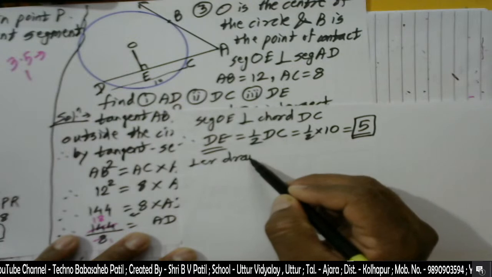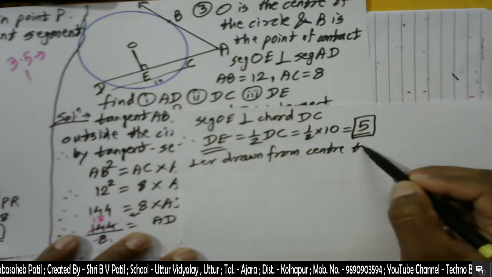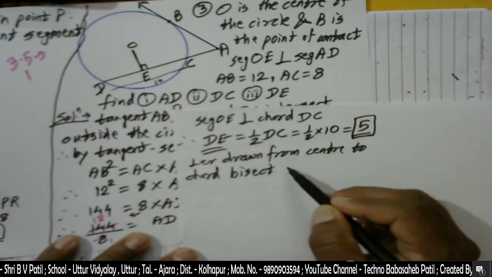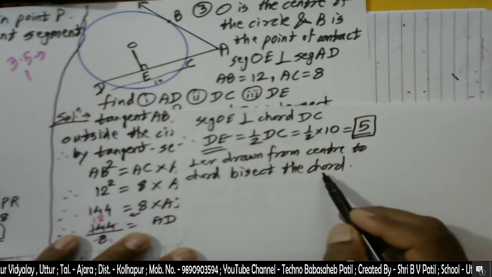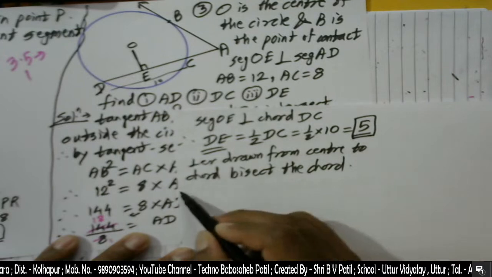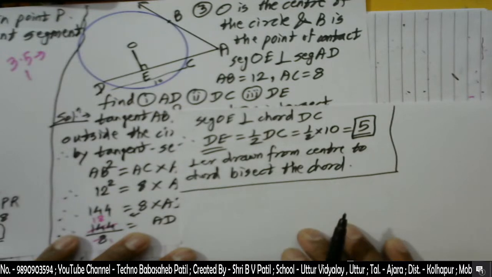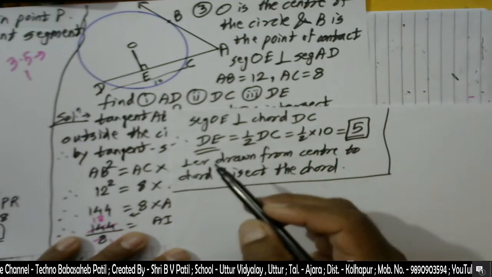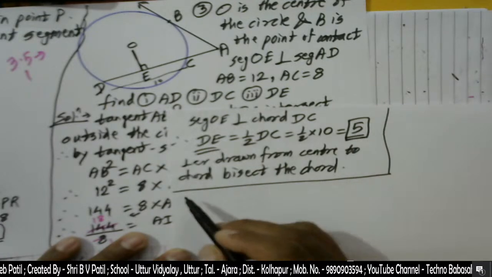And the reason is, a perpendicular drawn from the center to a chord bisects the chord. That theorem we can use here. In this way, we can solve that example. DE is the asked question and its value is half of the chord, that is 5.